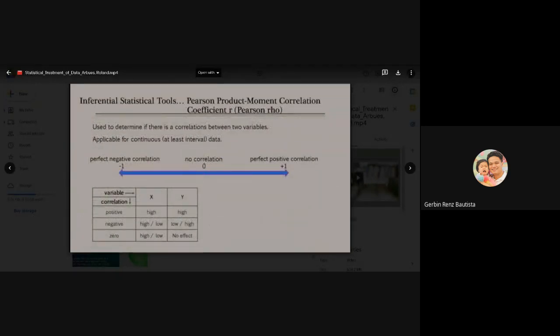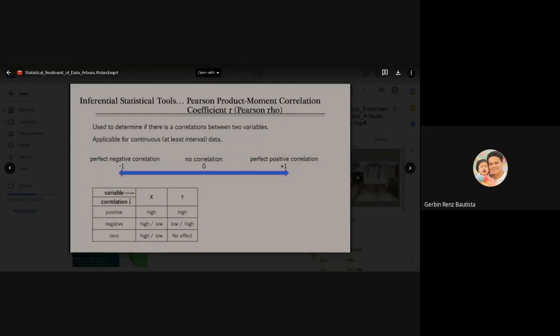The Pearson product moment correlation coefficient R, or Pearson rho, is an example of measure of relationship. It is used to determine if there is a correlation between two variables. It is applicable for continuous data. It is sometimes referred to as Pearson rho because the correlation is indicated by the symbol R, which stands for rho. The value of R, or rho, changes from positive 1, which is perfect positive correlation, to 0, no correlation, to negative 1, or the perfect negative correlation.